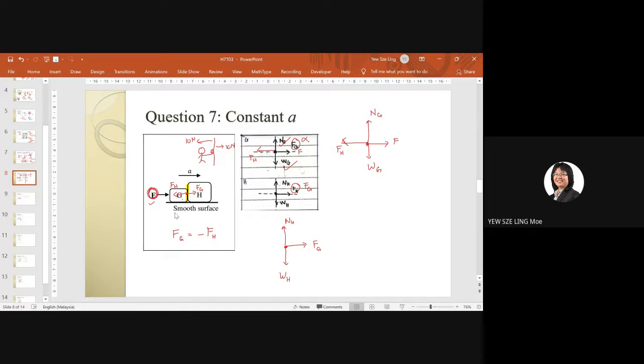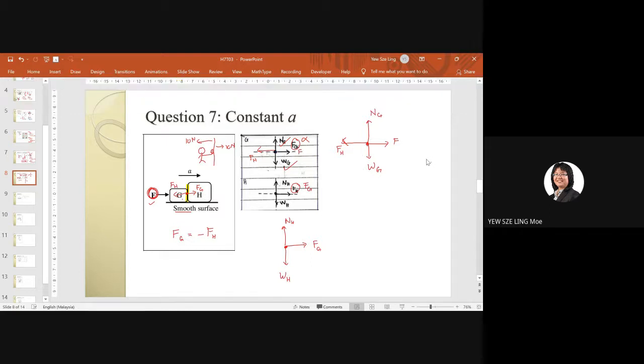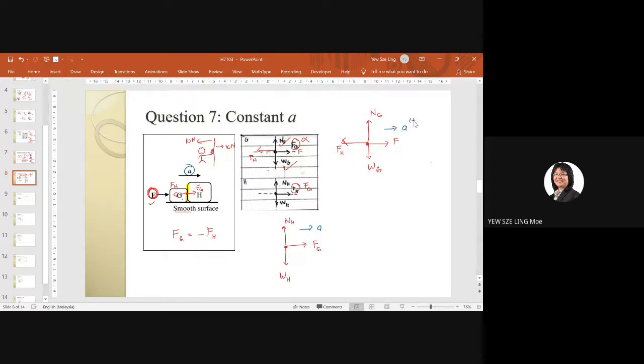Now you have a smooth surface, so good, you don't have frictional force. So let us form the equations from the free body diagrams. If you look at the question, the object is moving with a constant acceleration to the right. It means I am going to use the right-hand side as the positive direction and the left-hand side as the negative direction. We take the direction of the motion as the positive direction, and the tail of the arrow as the negative direction.